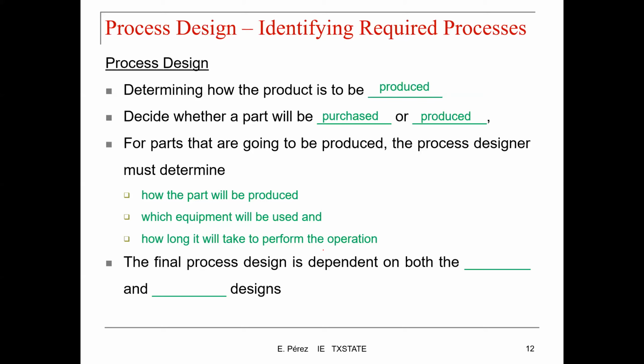And how long it will take to perform the operation. That's very important too in terms of scheduling. You can use that information to plan how many parts you can produce, for example, in a week, and so on. So these three are very relevant. The final process design is dependent on both the product and the schedule designs.